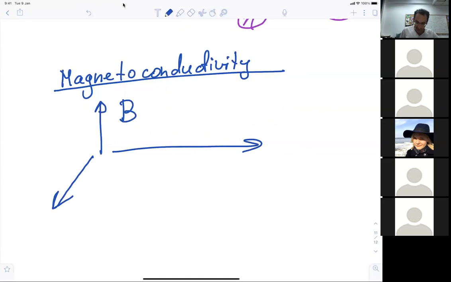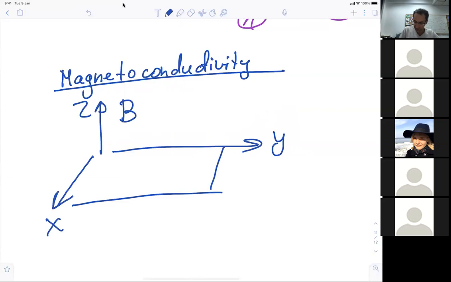So the picture is like that. There is a two-dimensional sample. There's x-axis, y-axis, and z-axis. And there's an electric field that has an x component. So electric field is in this direction. And there is a magnetic field which is parallel to z component. So let's assume that E is parallel to x and B is parallel to z.